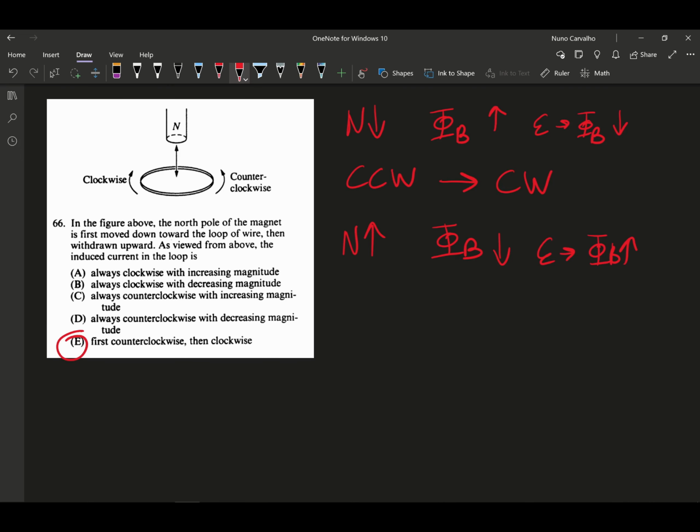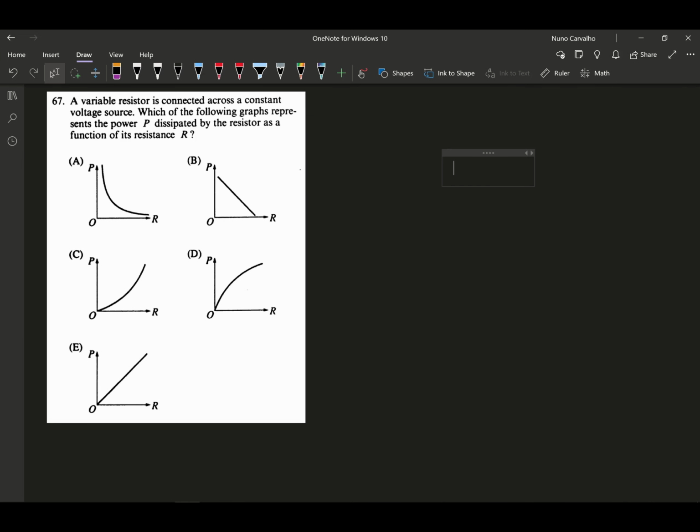Number 67, we are told that a variable resistor is connected across a constant voltage source. That's going to be important. Which of the following graphs represents the power P dissipated by the resistor as a function of its resistance R?